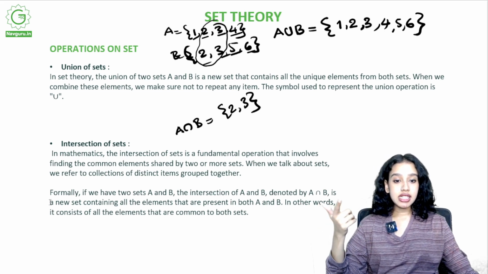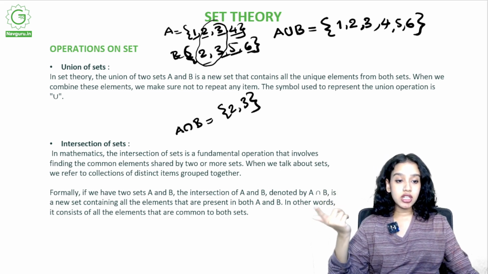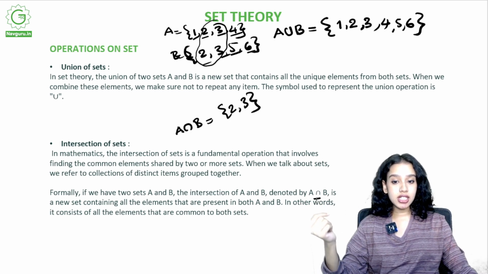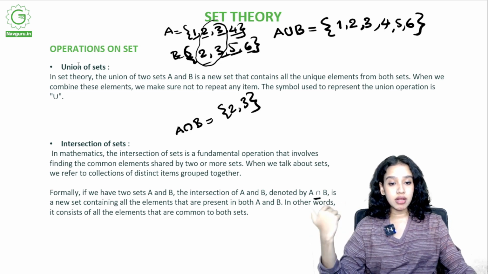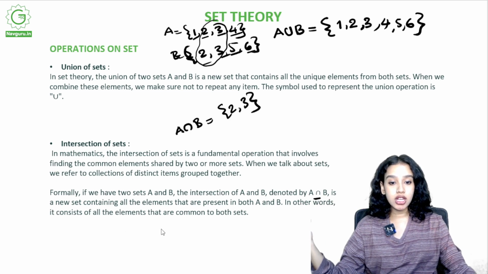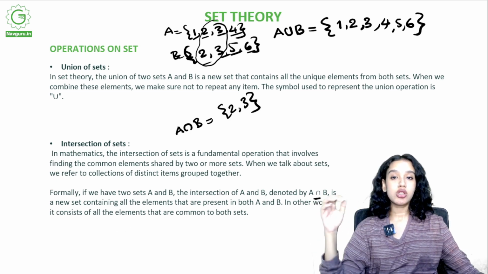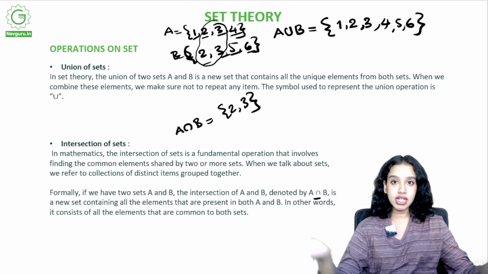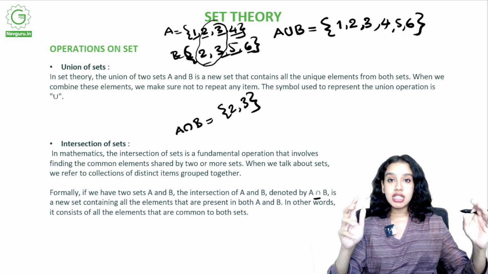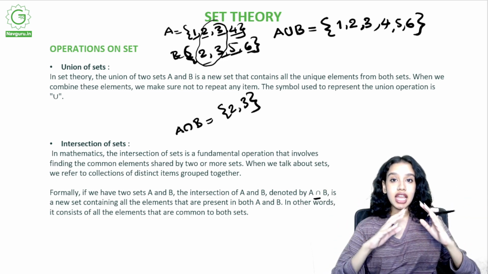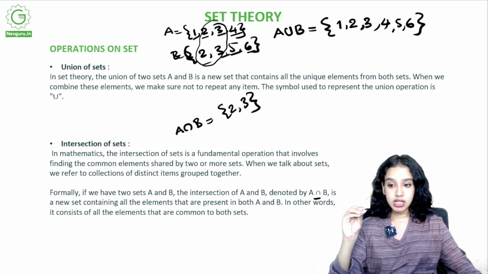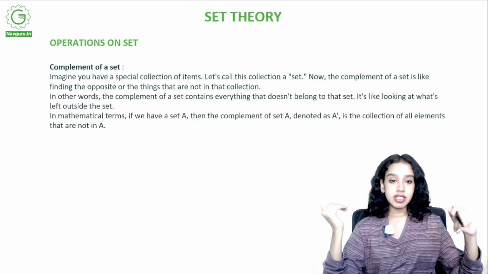Formally, if we have two sets A and B, the intersection of A and B is denoted by A intersection B. This is the symbol of intersection. So A intersection B is a new set containing all the elements that are present in both A and B. In other words, it consists of all elements that are common to both sets. So union of sets is basically the whole set, every element in A and every element in B. Now, the elements which are common in both A and B are said to be the intersection of sets.